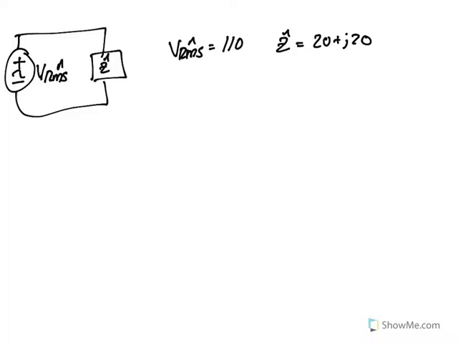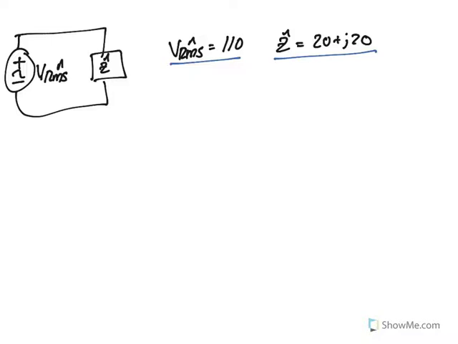So let's take a look at another way of doing the power delivered to the load calculation. In this situation, we have a voltage source with an RMS value of 110 volts and some load that has an impedance of 20 plus j20. Now, we don't know exactly the frequency coming out of the source, and we don't necessarily know what components are in the load, but for this calculation, we don't need those elements.